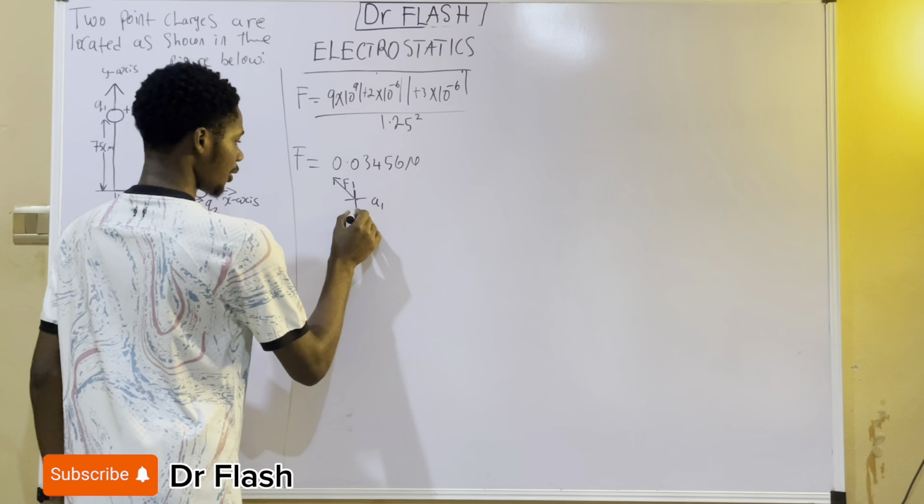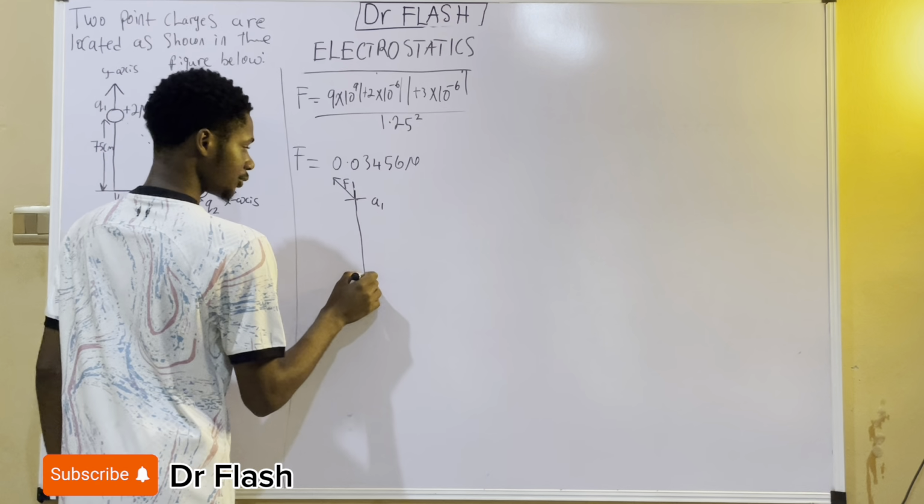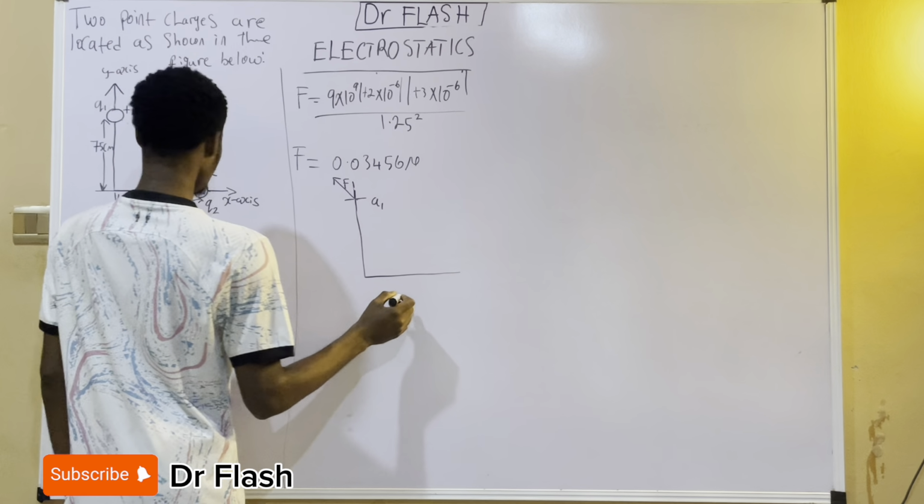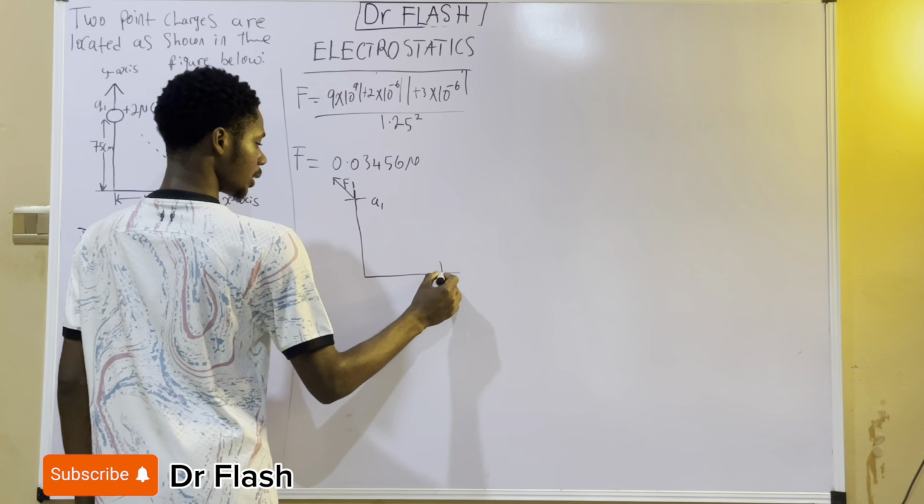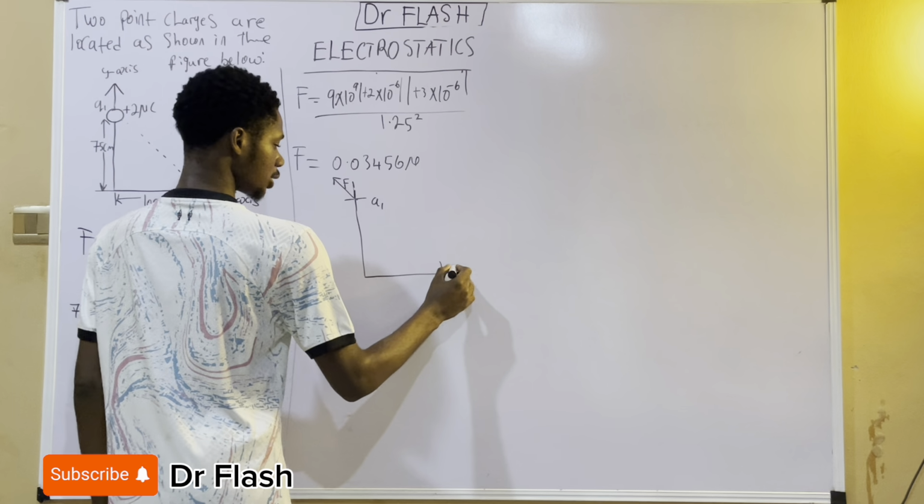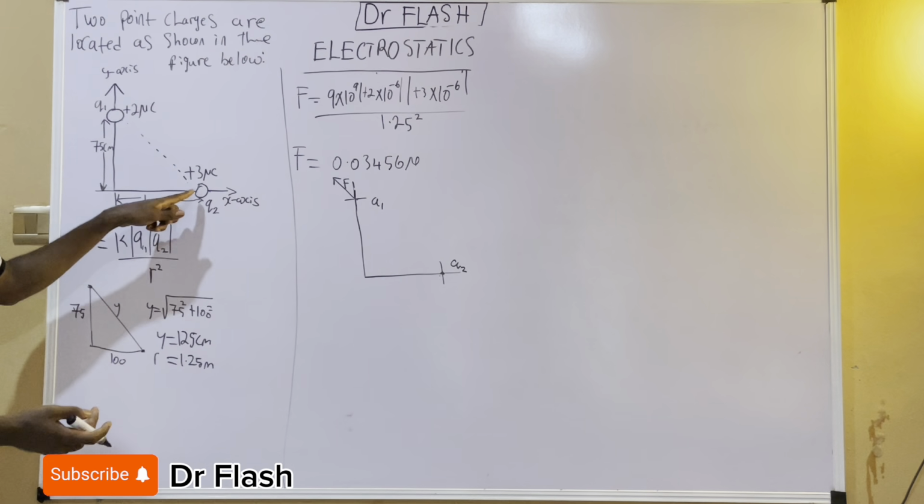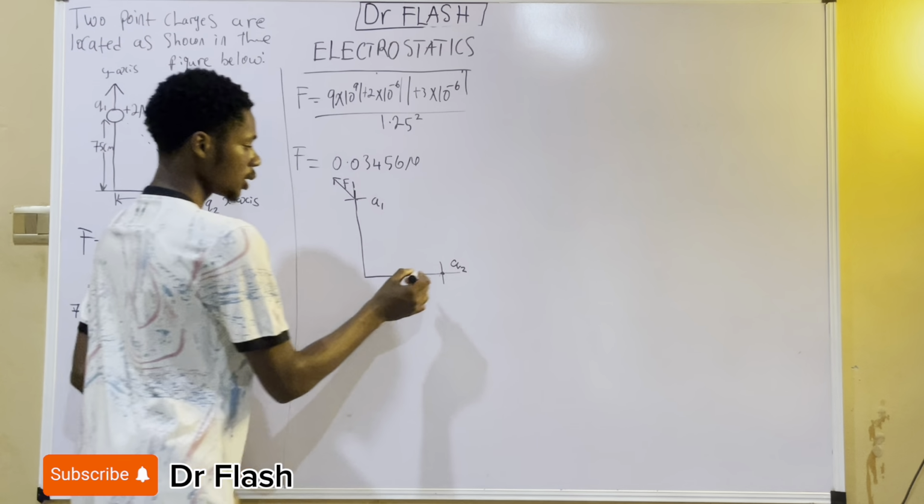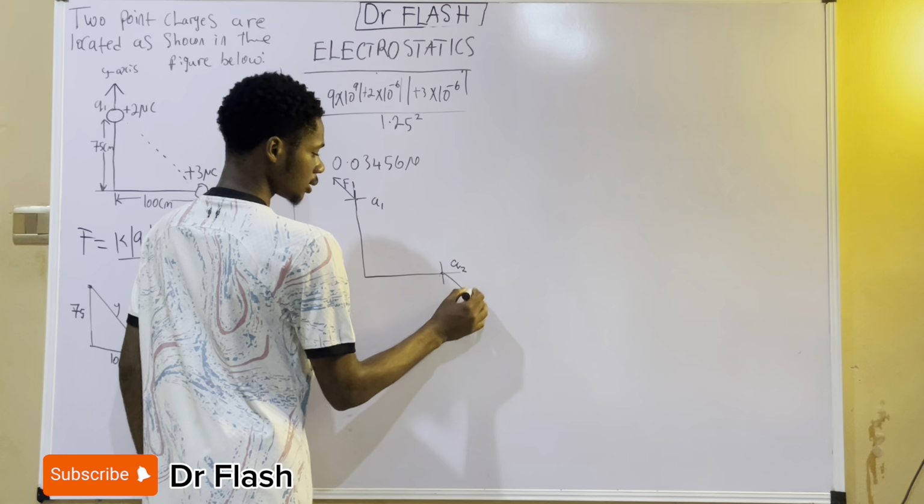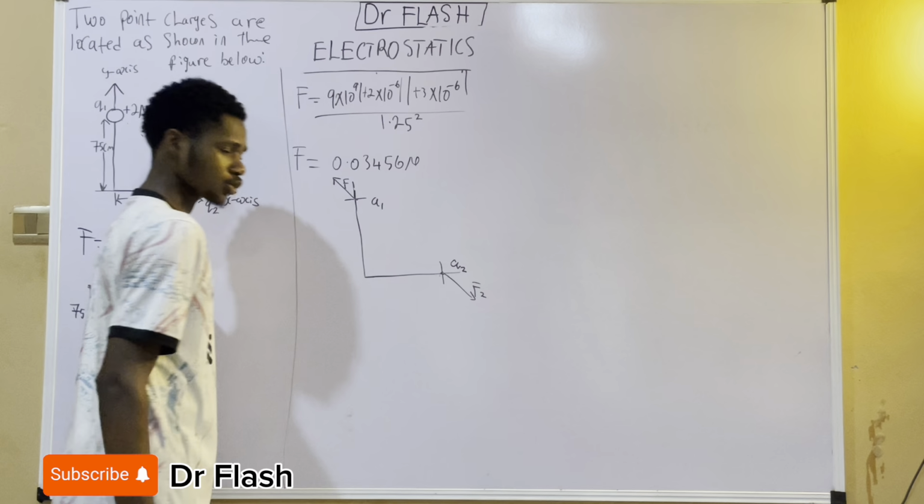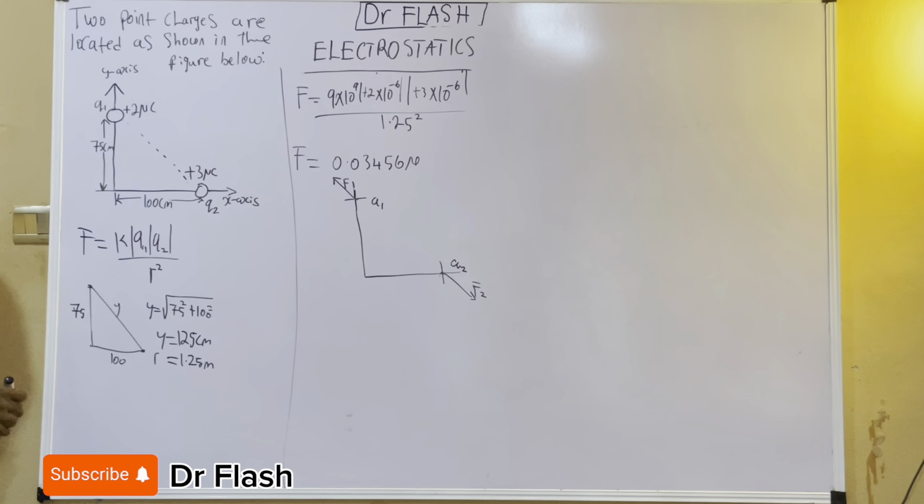And then we'll have our normal diagram, and then we'll have another one here. This one is Q2, and they are both positive, so they are moving away from each other. Now this one will experience a force F2 moving in this direction. Let's call it F2.